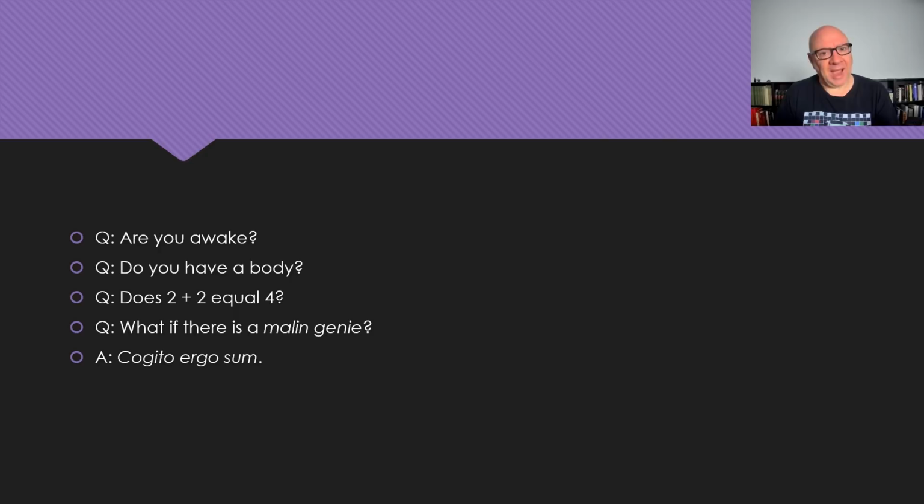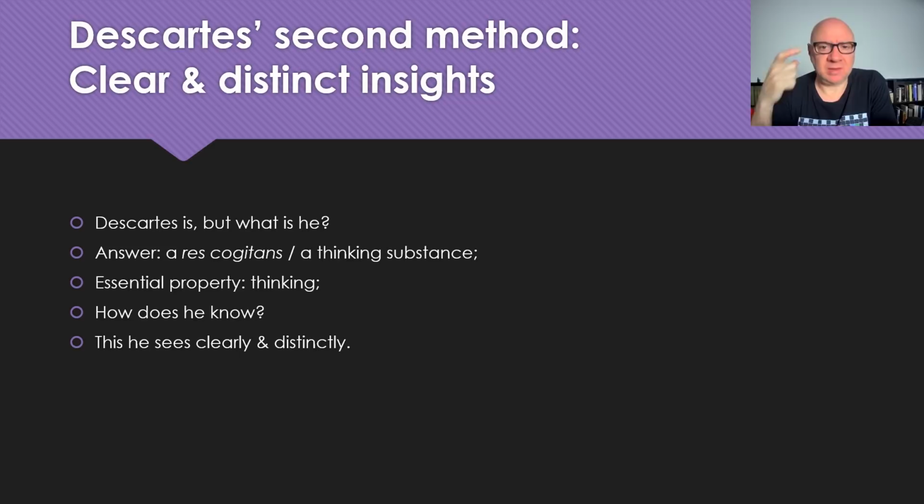Descartes says, I think, therefore I am. So he is, he exists. So he is, but what is he? And then he says, well, I'm a thinking thing. Res cogitans is a thinking substance. And so, as I said, a substance is something that can exist on its own. And according to Descartes, there are two, and here is one, the thinking substance.